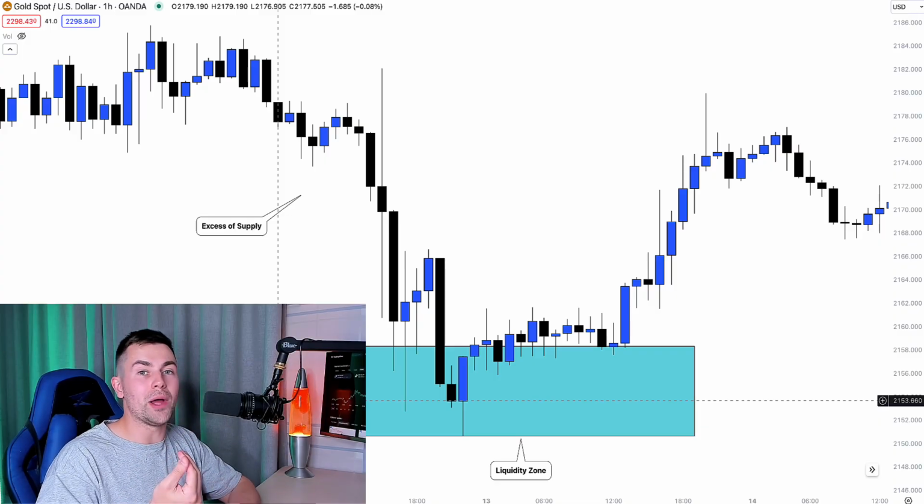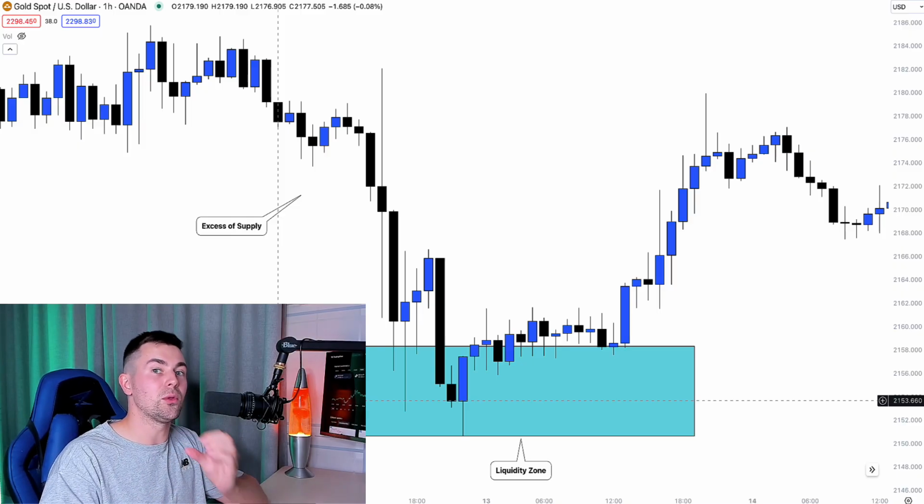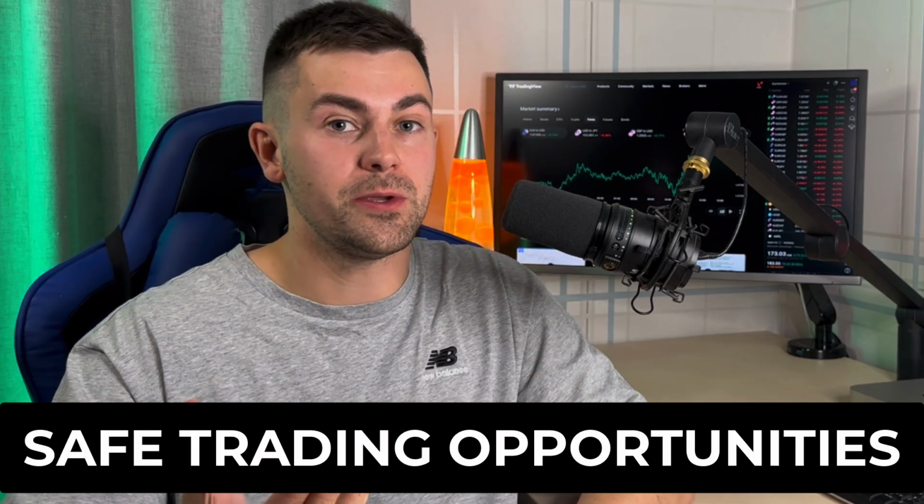And by the way, if you're wondering how to draw the zones properly, keep watching because I will also share the rules. The ability to recognize the zones is crucially important because it will help you to identify where the price is going, and also the zones provide safe and profitable trading opportunities.